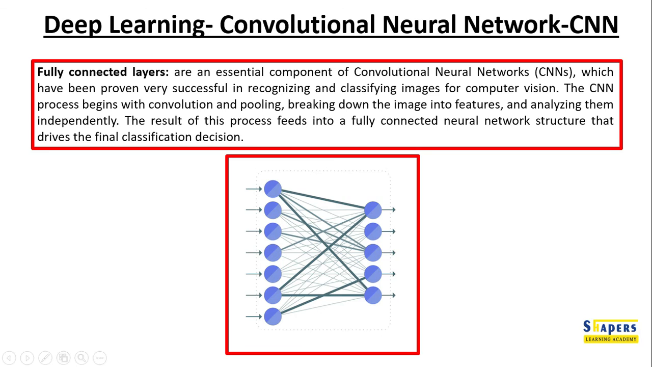The final concept is the fully connected layers. So what are fully connected layers? Fully connected layers are an essential component of convolutional neural networks, which have been proven very successful in recognizing and classifying images for computer vision. The CNN process begins with convolution, as we saw in the previous pictures, where it identifies the edges and convolves with the help of a kernel filter. Then comes pooling, breaking down the image into features and analyzing them independently. The result of the process feeds into a fully connected neural network structure that drives a final classification decision.